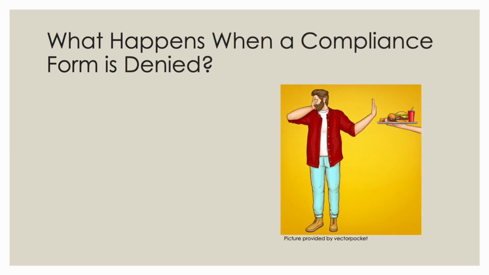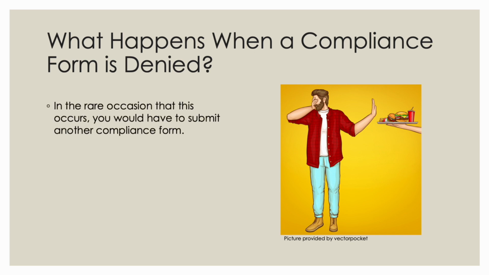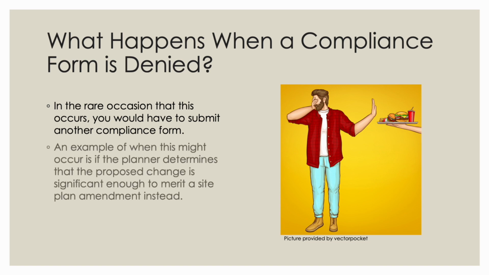It is very rare that your compliance form would be denied, but should it be denied, you would have to submit another compliance form. To give you an example of when it could be denied: if the planner for Planning and Zoning determines that the proposed change is significant enough to merit a site plan amendment instead. Site plan amendment is a completely different process. It is more costly, but what it involves is showing the change that you want to make to the site on the site plan itself.